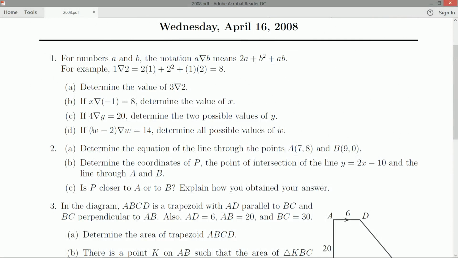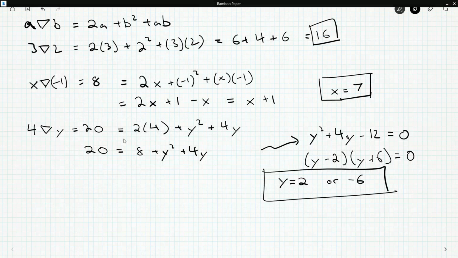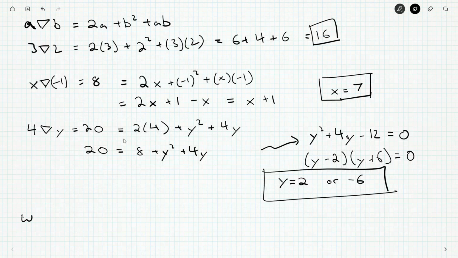Okay. So here it's a little more interesting. We are given just the W, but it's in both places in the triangle. So we're going to get a whole formula in terms of W that we have to work with. So W minus 2 triangle W, I know that this is equal to 14. And what's my formula? Well, it's 2 times the first one plus the second one squared plus the first times the second.